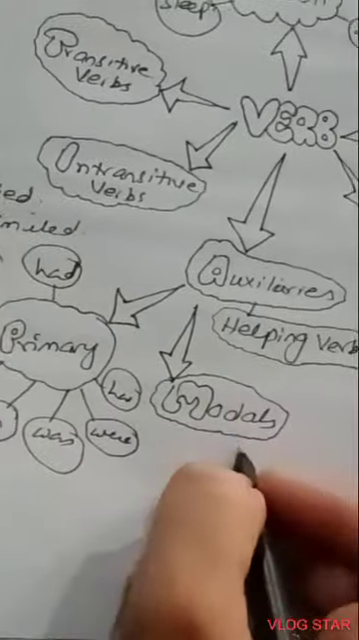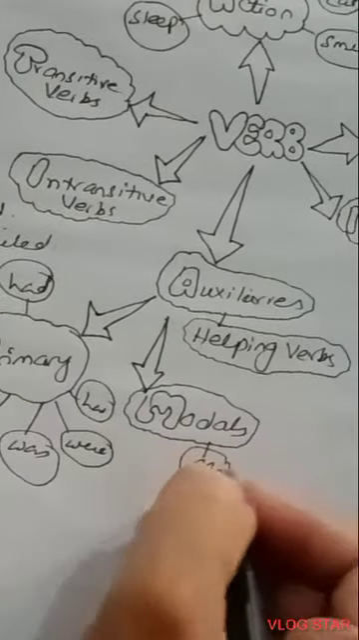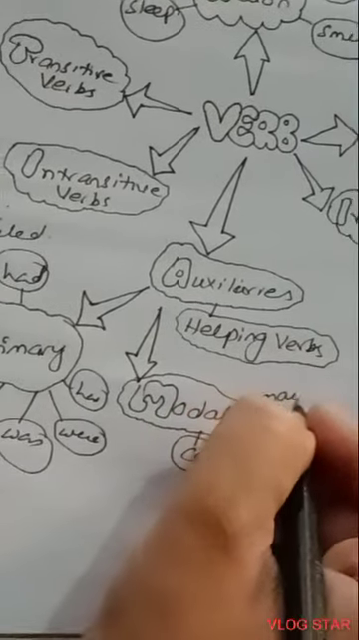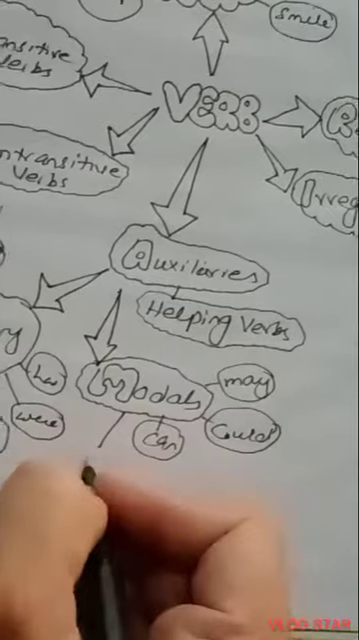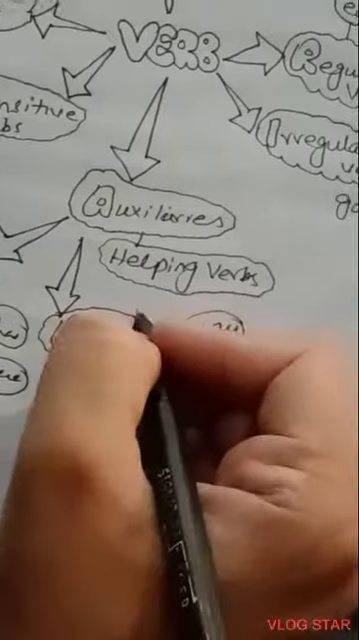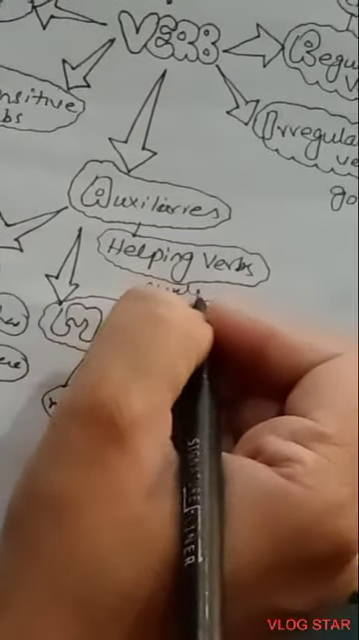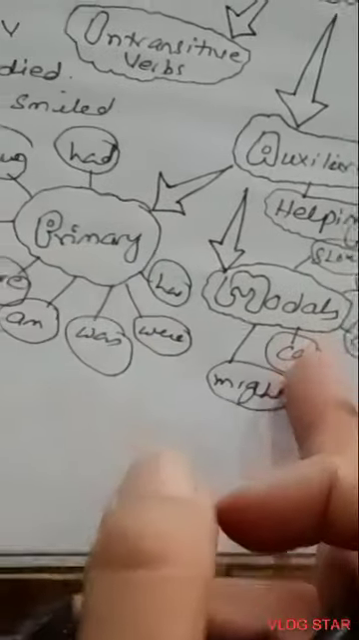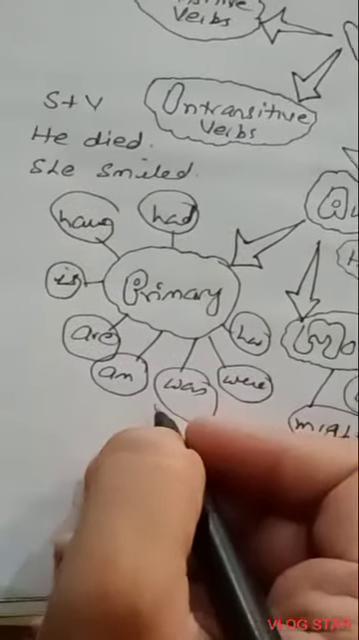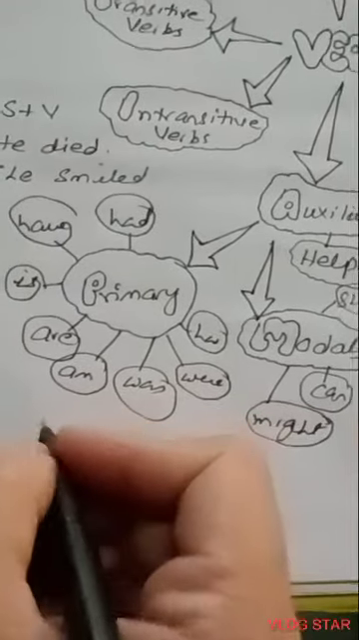When we are talking about modals, we have can, could, may, might, should, and so on. Now, my dear student, first of all, what is the basic difference between primary auxiliaries and modals? Let me tell you these things so that the idea of helping verb should be clear. Primary auxiliaries don't show anything except the tense.